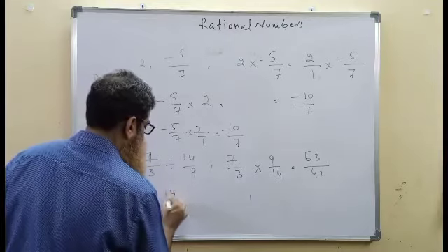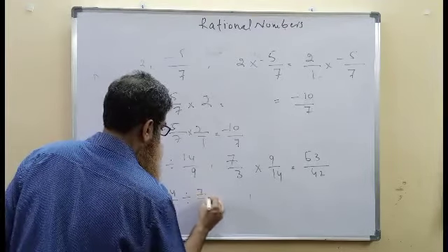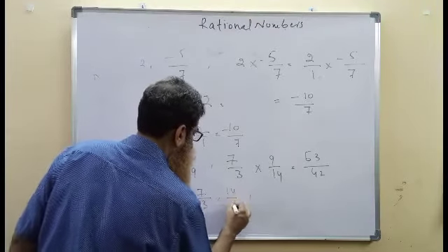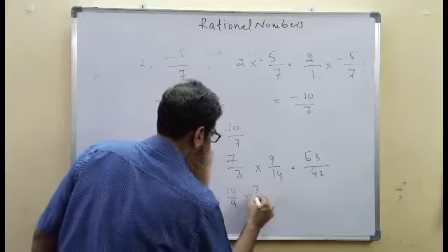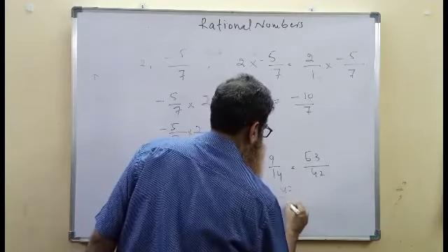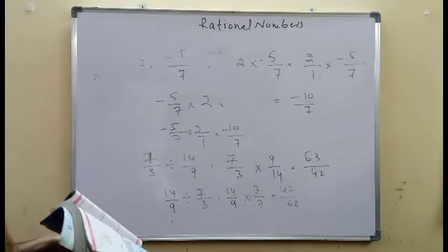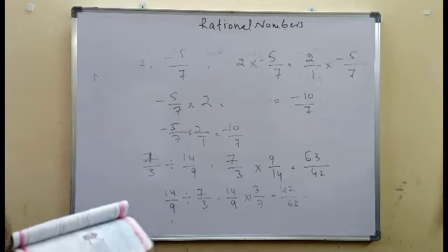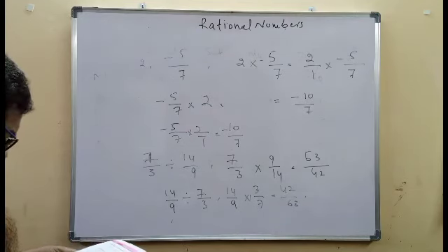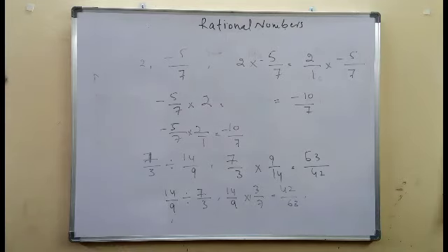Now in the reverse order we check, 14 by 9 divided by 7 by 3, which is 14 by 9 multiplied by 3 by 7. 3 14s are 42 and here 63. So a divided by b is not equal to b divided by a. So we can say that division of rational numbers is not commutative in the set of rational numbers.